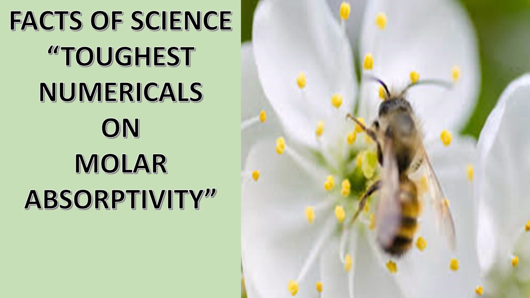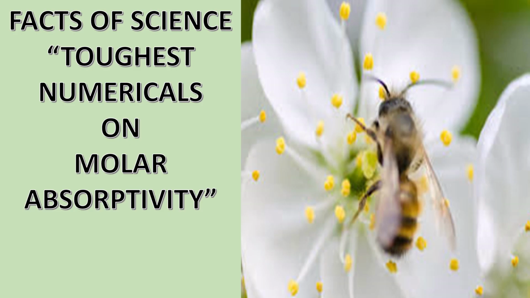Friends, in this video, I will tell you how to solve numericals on molar absorptivity. So, according to Lambert-Beer law, absorbance is directly proportional to path length and concentration. When light passes through a colored compound, some amount of radiation is absorbed and some is transmitted. So we measure absorbance, and from that absorbance we measure transmittance.